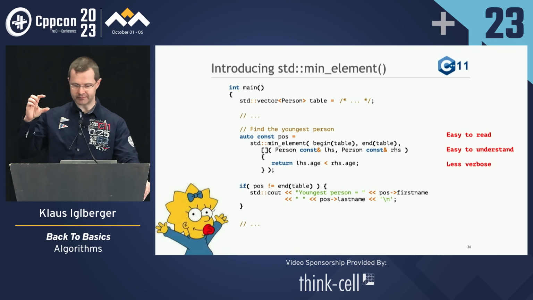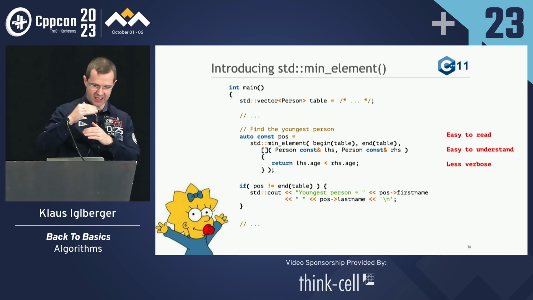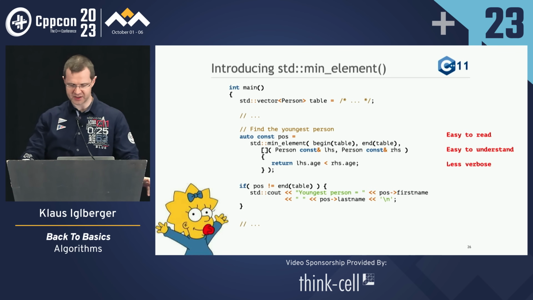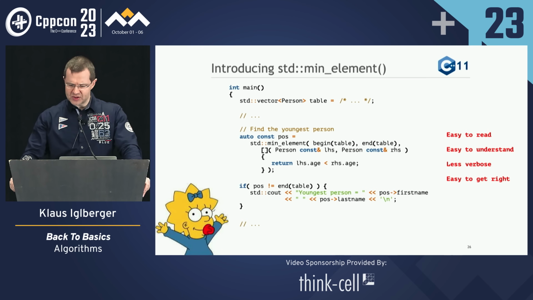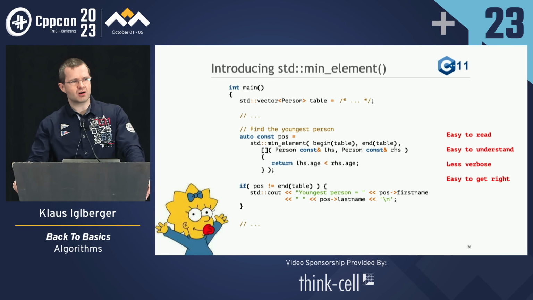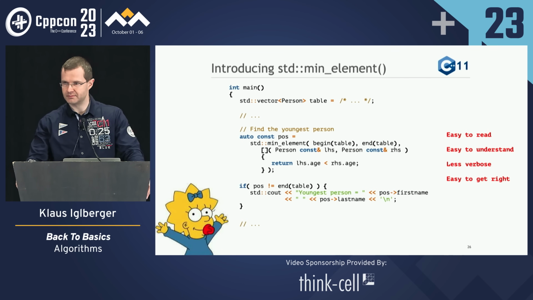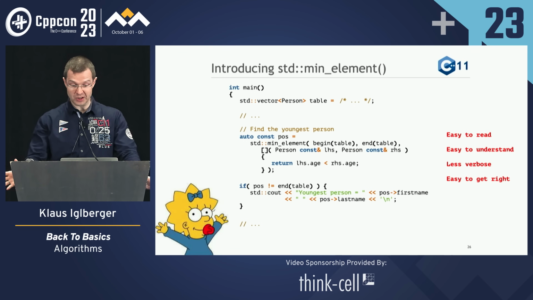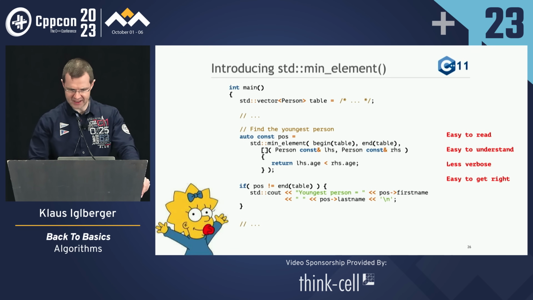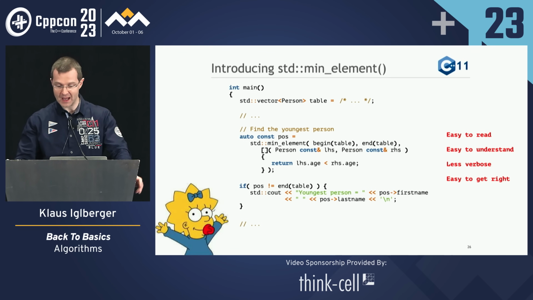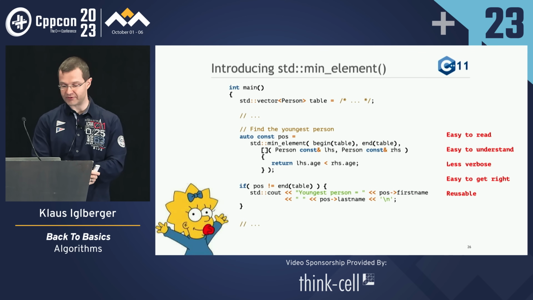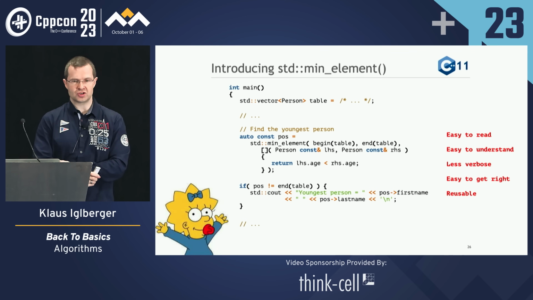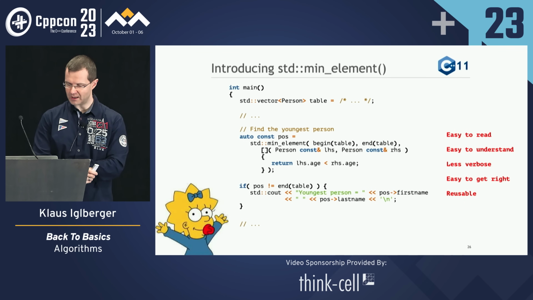It's also much shorter. Instead of in a type slide, we now have a couple of lines because I formatted it for the slide. Essentially, it's one statement. This is nice. It's also super difficult to get something wrong. So in other words, it's easy to get right. I wouldn't know how to mess this up. It really is pretty difficult. And it's reusable. So min element is something that you can use for all kinds of minimum elements, not just for youngest persons. Good. A lot of good points.